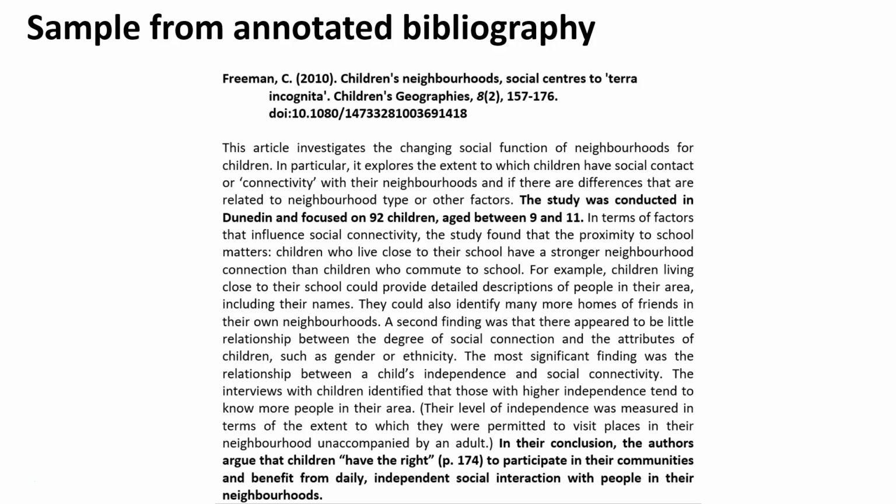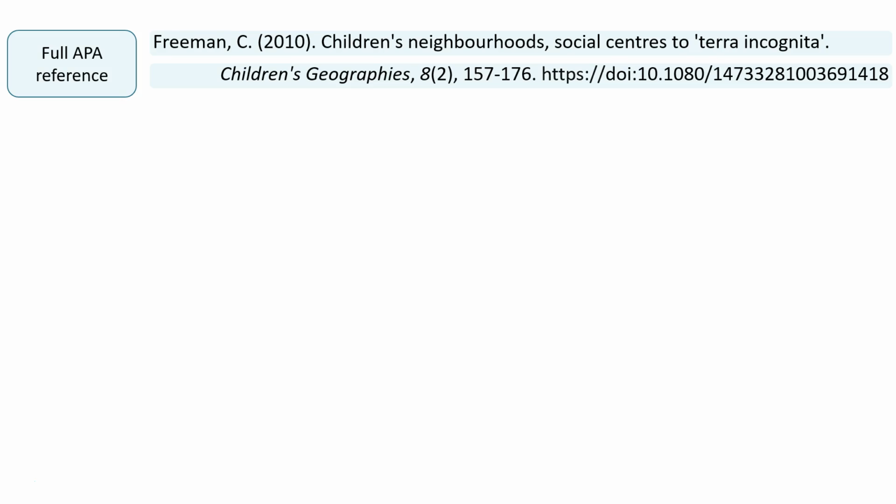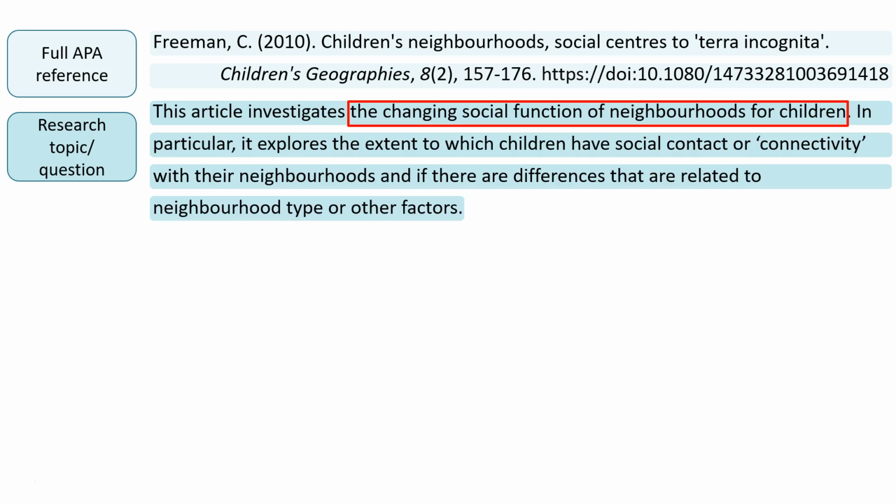This sample is from the social sciences. It's a summary of a research report. It's got 5 parts. It has a full APA reference at the beginning, and this isn't part of the word count. It identifies the research topic or question. Here, it's the function of neighbourhoods for children.